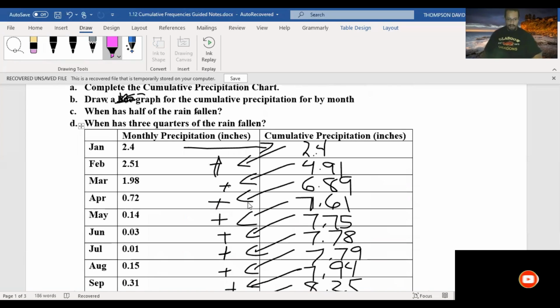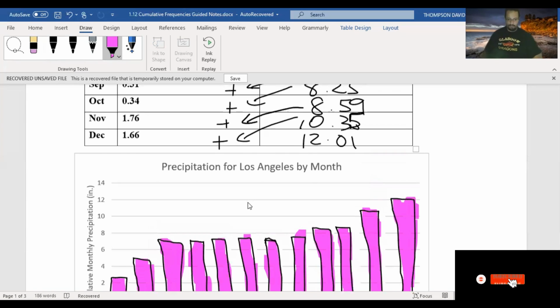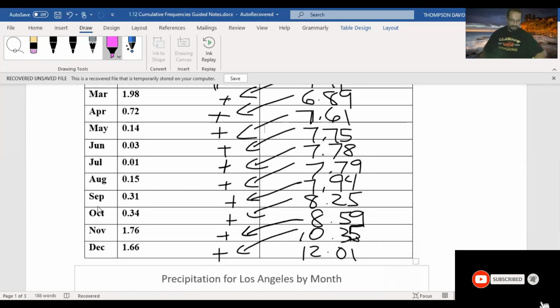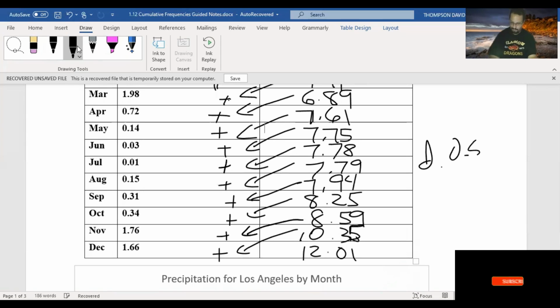Now we're asked about when half of the rain has fallen. So to figure that out, for part D, we need to do half, which is 0.50 or 0.5. We're going to multiply this by 12.01. So 0.5 times 12.01 is 6.005.